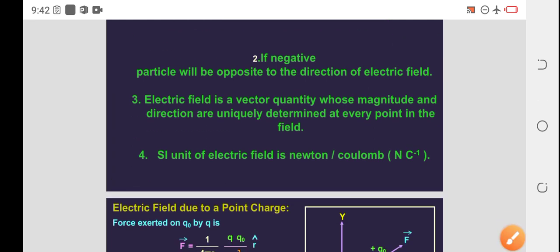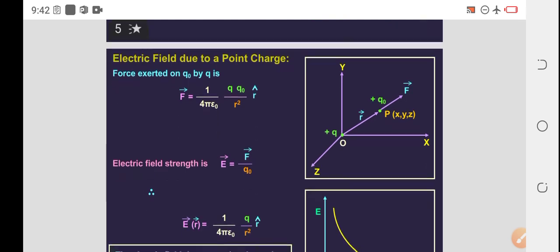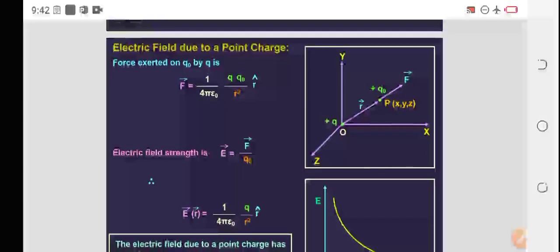Electric field is a vector quantity. Electric field is what? It is a vector quantity. Then what are the units of the electric field? As we discussed previously, the unit from the electric field definition is Newton per Coulomb. Then electric field due to a point charge.